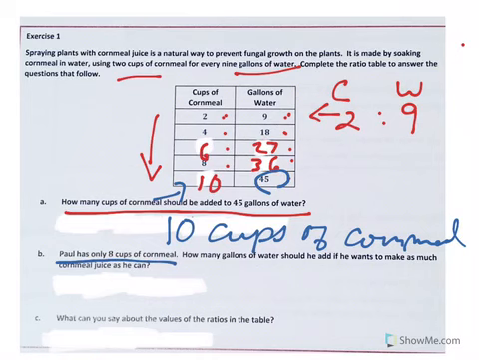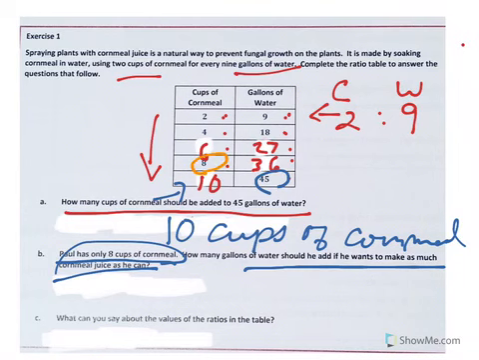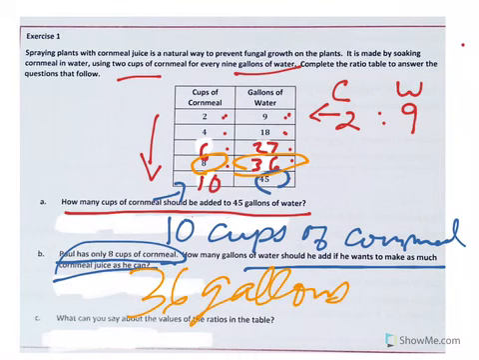Paul has only 8 cups of cornmeal. How many gallons of water should he add if he wants to make as much cornmeal juice as he can? Well, if he has 8 cups of cornmeal, we'll switch colors here, how many gallons should he add? The corresponding gallons of water is 36 gallons.